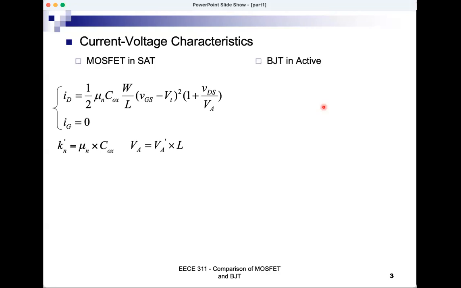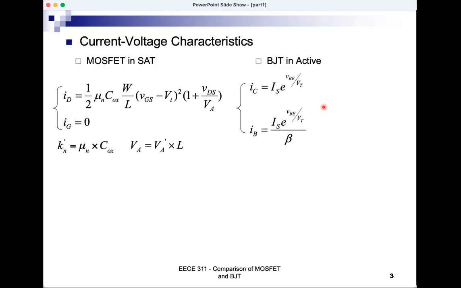For the BJT in the active region, the collector current IC is given by IS e to the VBE over VT, and the base current is the same quantity divided by beta. So IC is beta IB in the active region, but also IC is IS e to the VBE over VT.